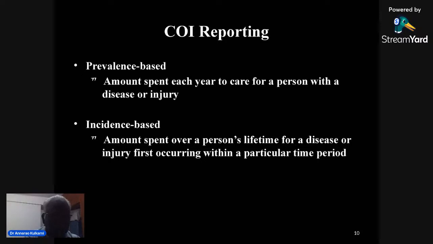But prevalence-based estimates don't tell us how much money prevention can save in the long run. They look only at the annual cost of the disease, not at the cost of the disease over a course of life. In contrast, incidence-based cost of illness analysis calculates the value of lifetime costs for new cases of disease or illness. Incidence-based analyses are essential for calculating the value of prevention.